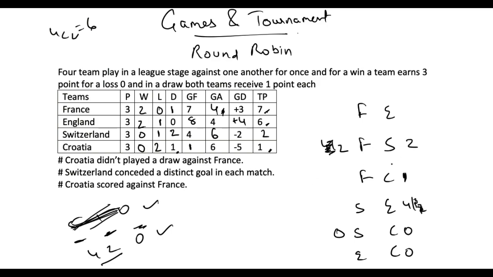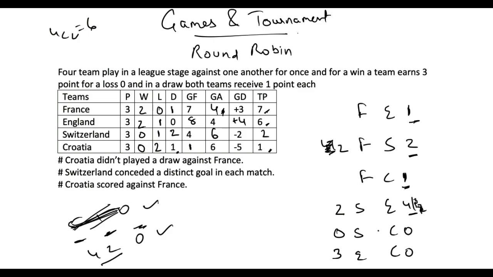So Switzerland will also score 2 goals, and we have a total of 4 goals which Switzerland will be scoring: 2 against France, 0 against Croatia. So the remaining 2 goals it will score against England. Now as France has conceded 4 goals, out of which Croatia has scored 1 and Switzerland has scored 2, England will score 1 goal. As England has scored a total of 8 goals, out of which 4 against Switzerland and 1 against France, that makes 5, so it will score 3 goals against Croatia.